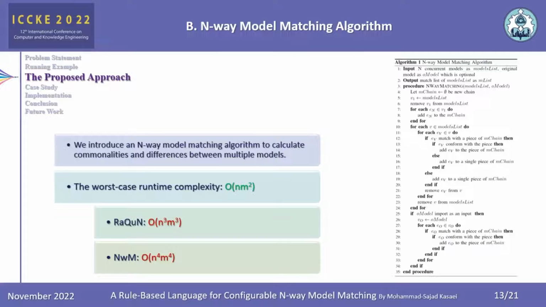Okay, so for executing the semantic of our rules, we introduce an n-way model matching algorithm to calculate commonalities and differences between multiple models. The worst case runtime complexity of our algorithm is order n m squared, which shows an improvement compared to other n-way algorithms.